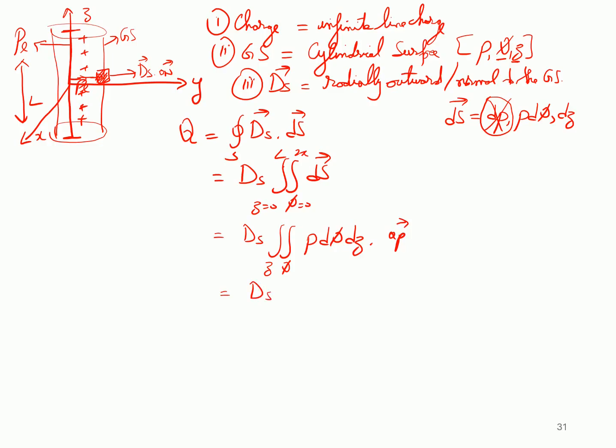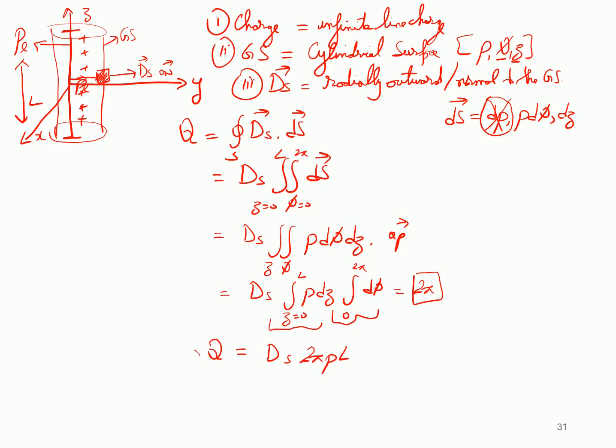dS is the coefficient, which will stay out. We integrate with respect to phi, so z goes from 0 to L, then it will be rho dz, and the integral for phi is from 0 to 2 pi d phi. If we integrate this portion, it comes out to be 2 pi, and then we integrate the z portion, so it will be L. So my value of the charge comes out to be dS 2 pi rho L. This is the charge which I am getting.